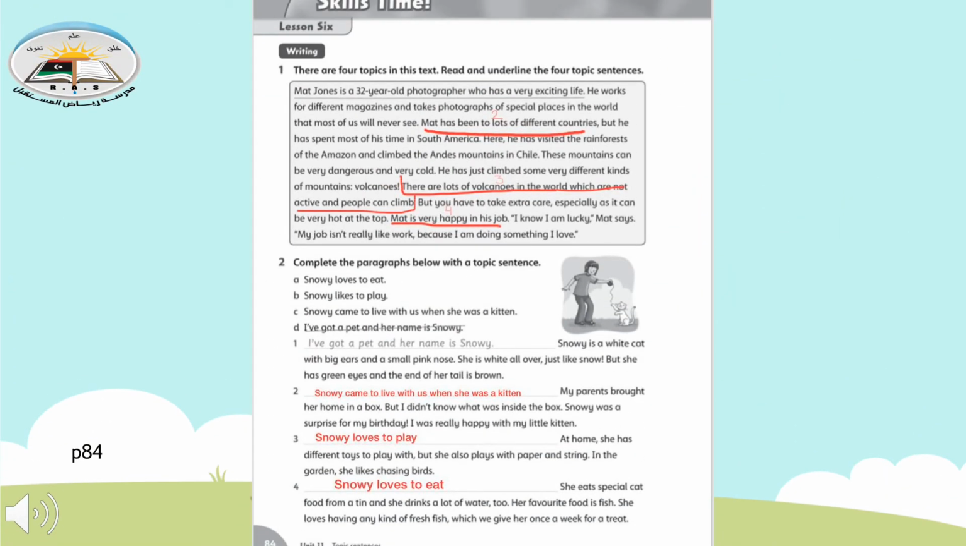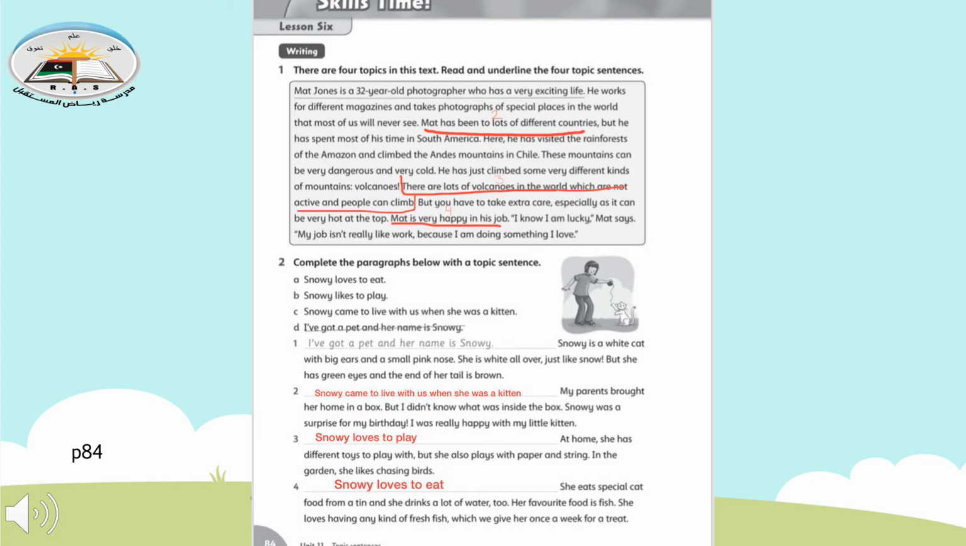Riyadh Al Mustaqbal School English Course Grade 4 Workbook Page 84. Now open page 84 and let's answer the questions together. We have Lesson 6 Writing. So the questions we are answering right now are a writing question. Number 1. There are 4 topics in this text. Read and underline the 4 topic sentences.